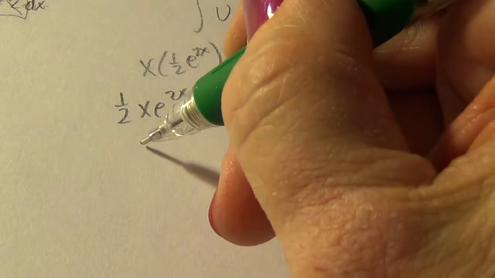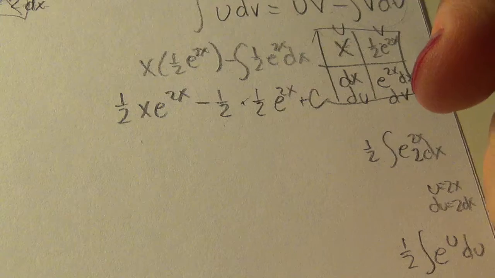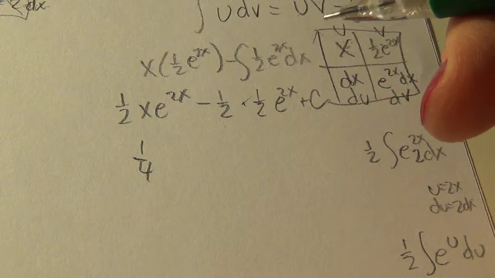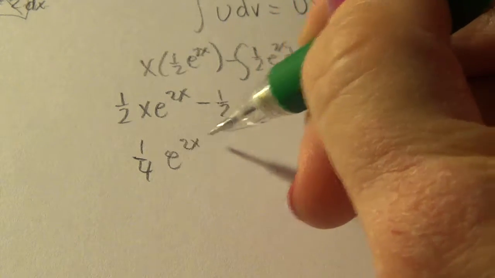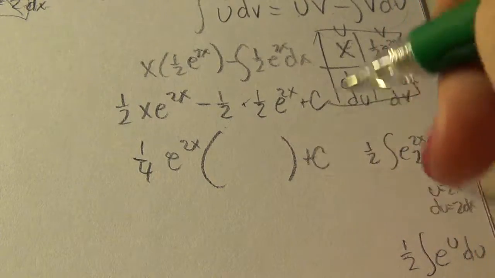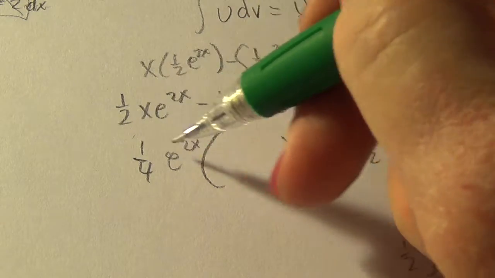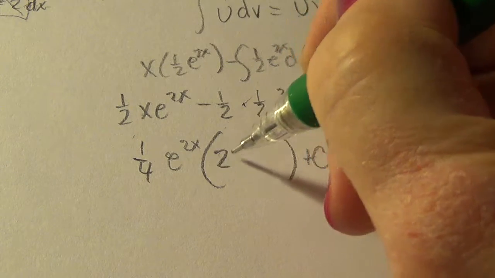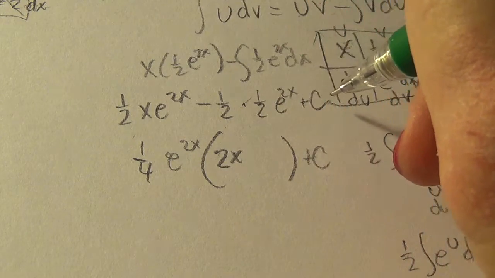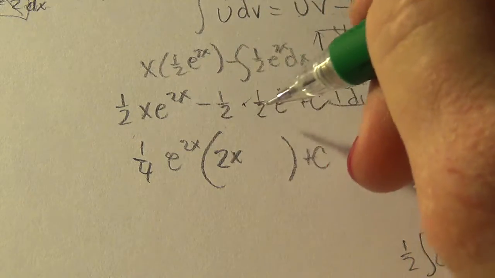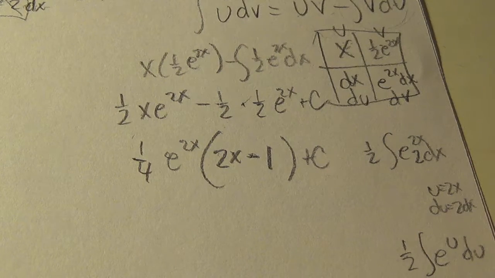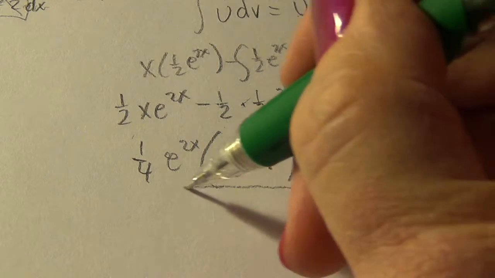Alright, can we clean it up? Let's pull out a 1/4 and an e to the 2x out of both these terms. See if that helps. If I pull a 1/4 e to the 2x out of 1/2 x e to the 2x, I get a 2x, and for the other term, the whole thing comes out, so minus 1. So that looks a little cleaned up.